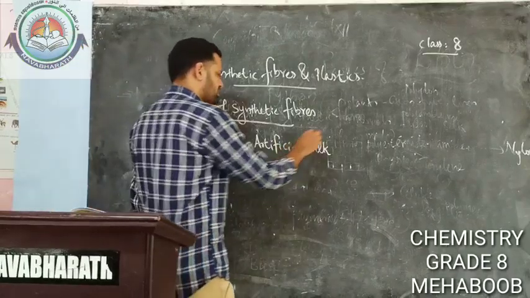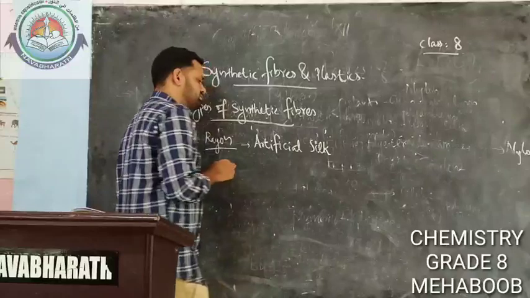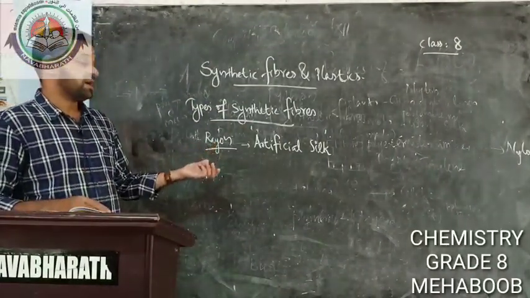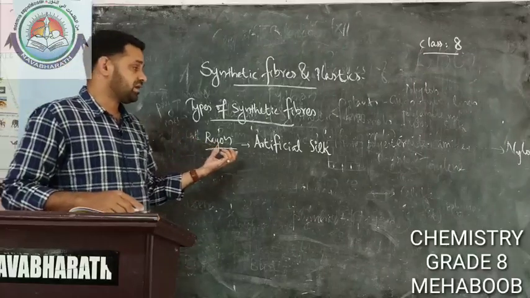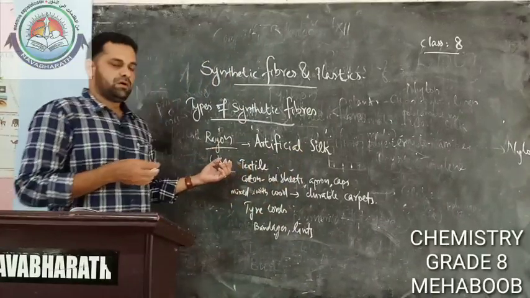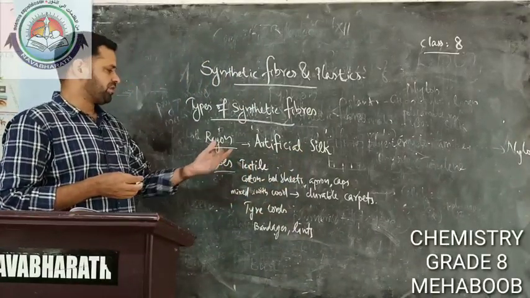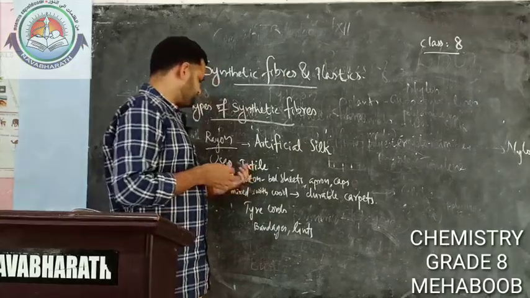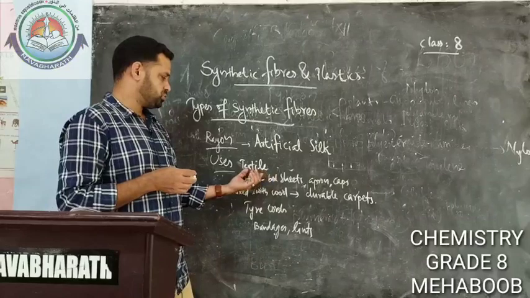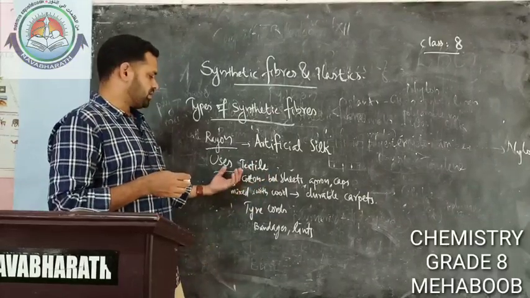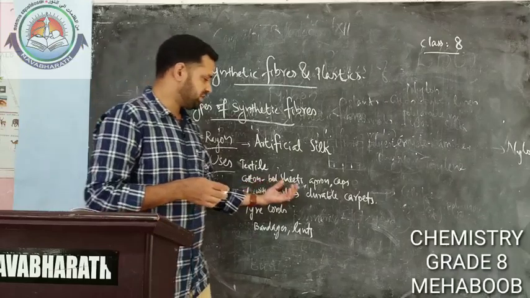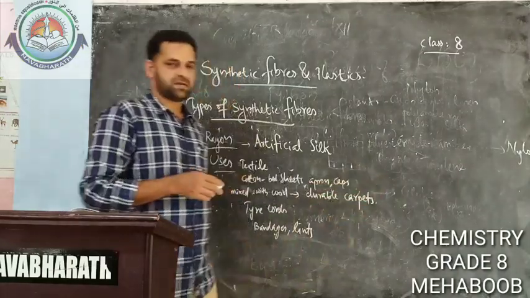And this rayon is used in a number of ways. What are the advantages of this rayon? Now we are going to discuss some of the uses of rayon. See, it is used in the textile industry to make fabrics, and rayon is mixed with cotton to make bed sheets, aprons, caps, etc.